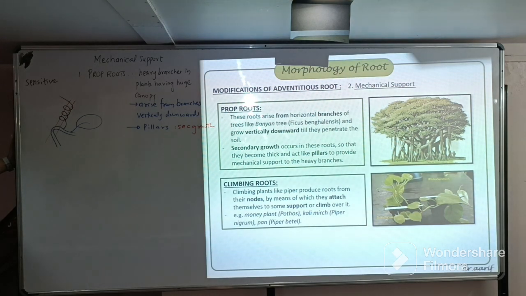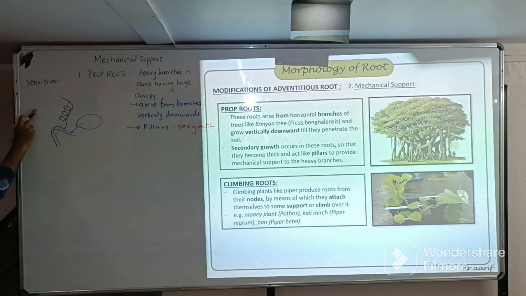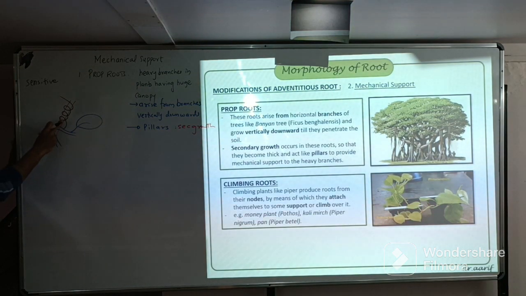What do you mean by sensitive, sir? They are sensitive to a particular stimulus. Like for example, here they are sensitive to the touch stimulus. Like your ears are sensitive to the sound stimulus. Your eyes are sensitive to the light stimulus. These roots are sensitive to touch. Thigmo means touch. They are sensitive to which stimulus? Touch stimulus. So as soon as they touch a support, they will coil over it.